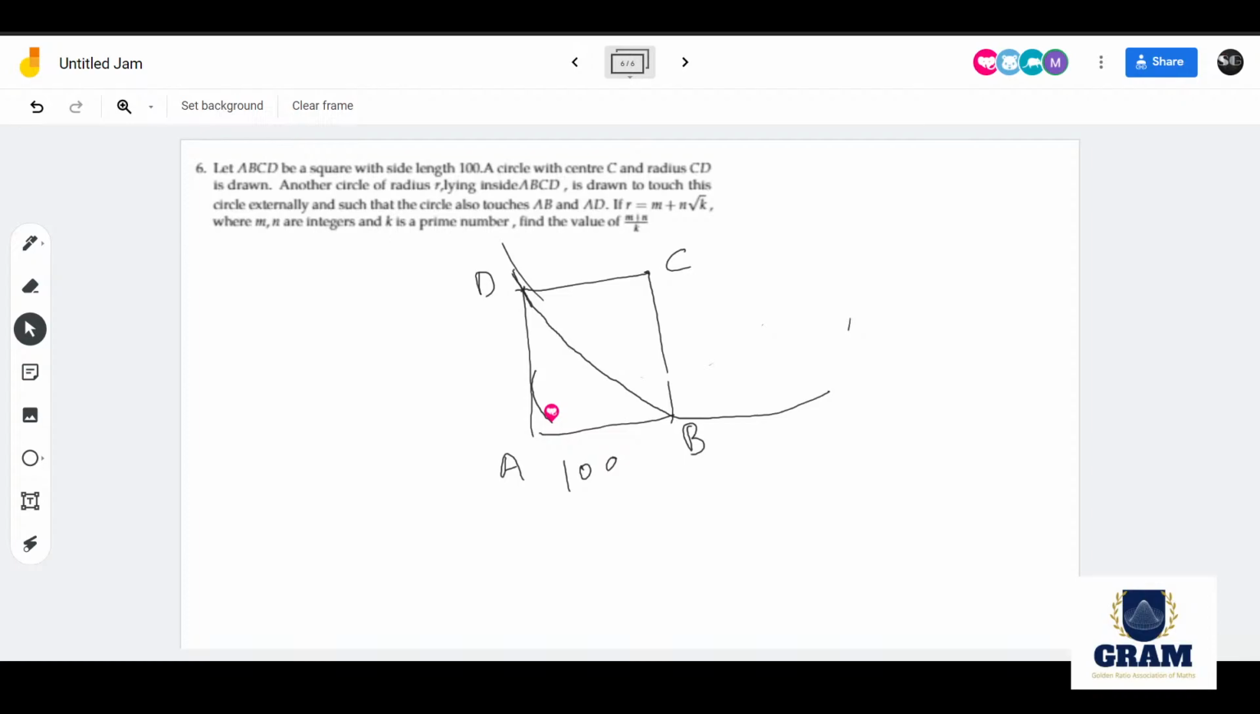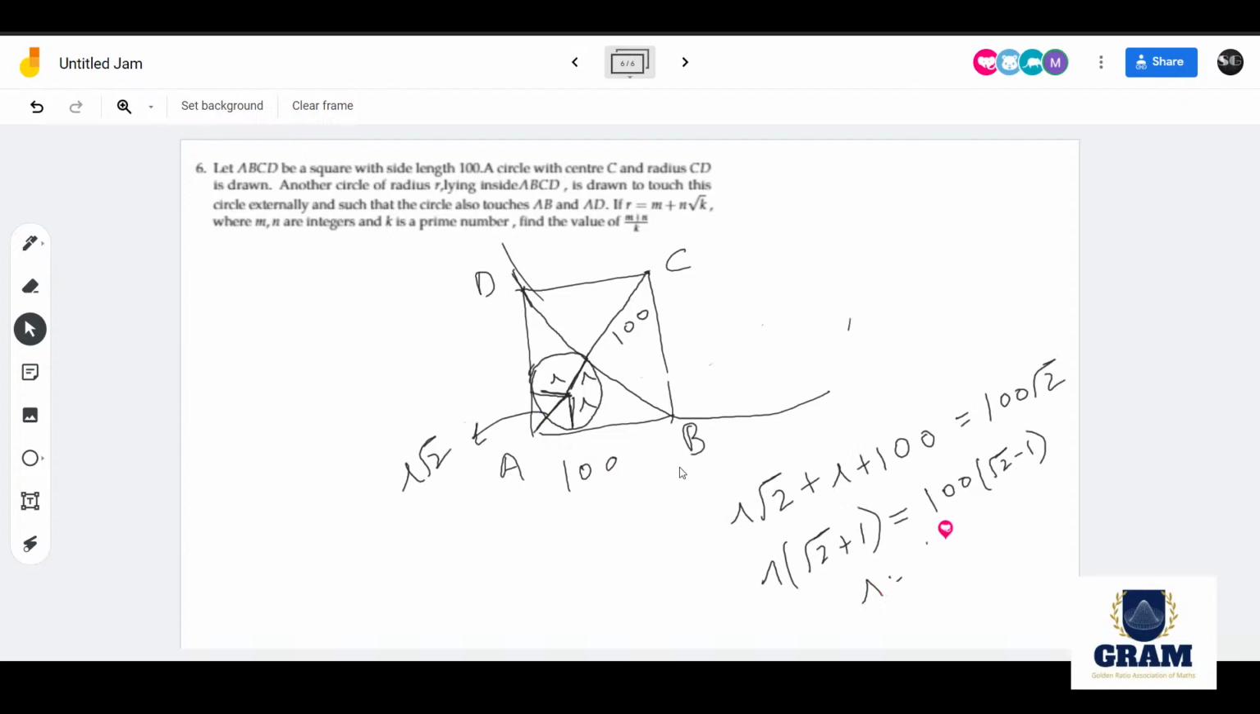First of all, we will mark this as r. This length will be r root 2, and this we know is 100, and this is r. So we add all those: r root 2 plus r plus 100 equals 100 root 2, which is the diagonal of the square. So r times (root 2 plus 1) equals 100 times (root 2 minus 1). Root 2 minus 1 goes here and root 2 plus 1 goes down here. We will simplify this and get the answer.